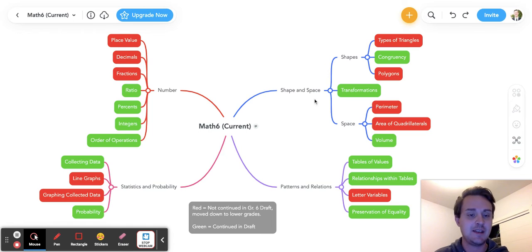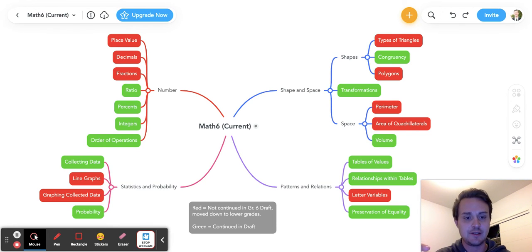In our shapes and space unit, types of triangles, no longer in grade 6. That's dumped into previous grades. Congruency is still in grade 6, but then polygons, what is a polygon? That's dumped earlier. Transformations, still in grade 6. Perimeter, not in grade 6 anymore, dumped lower. And area of quadrilaterals, not in grade 6 anymore, dumped lower. Volume, still in grade 6.